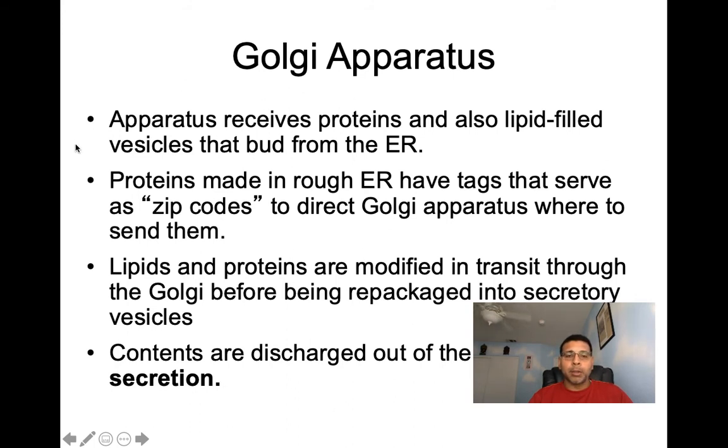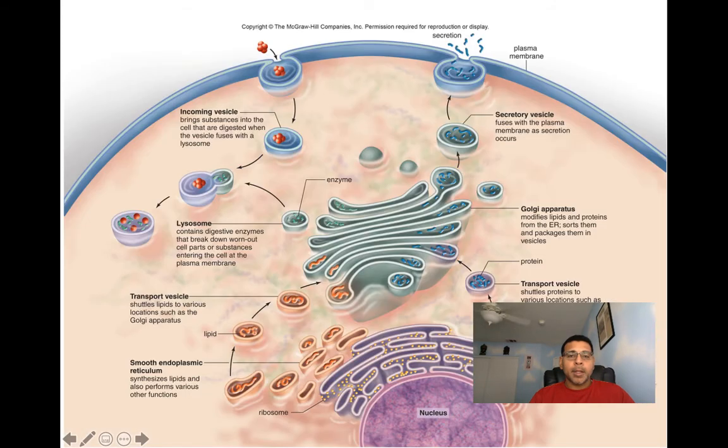I want you to make sure you go through and understand each one of these organelles' functions. So here you could see the nucleus, rough ER, and then some contents making their way from the rough ER to the Golgi apparatus, while others make their way to the smooth ER, and then from the smooth ER to the Golgi apparatus. And the Golgi apparatus does its thing, and then prepares them for exit.